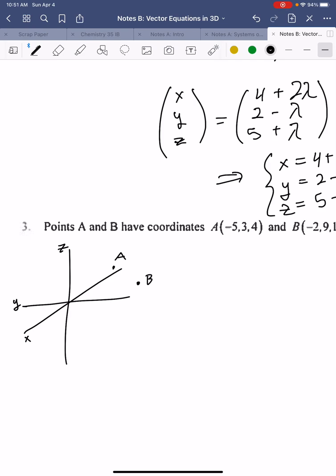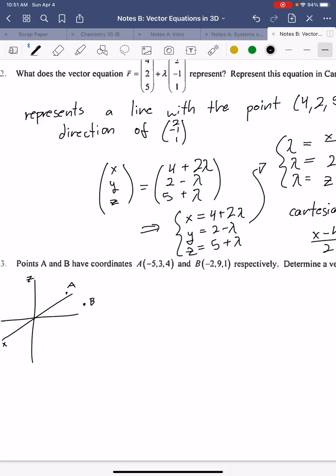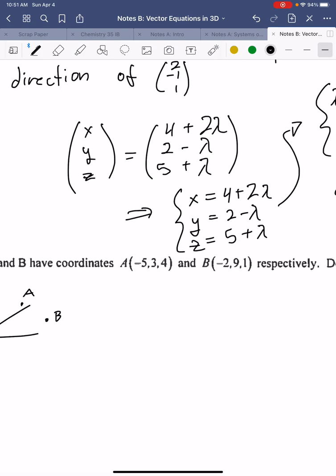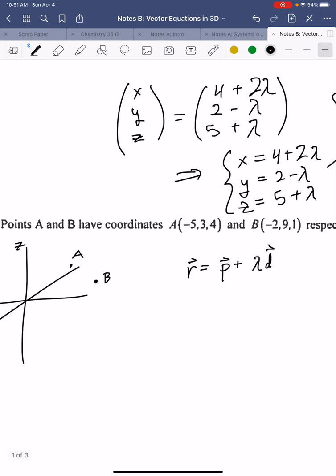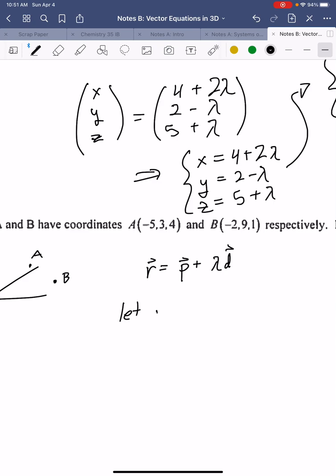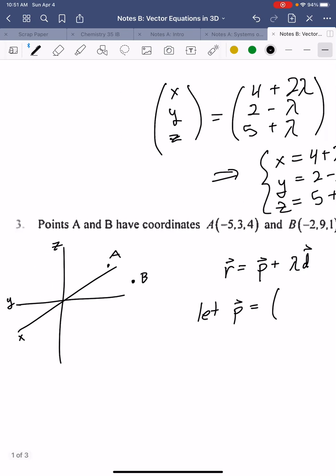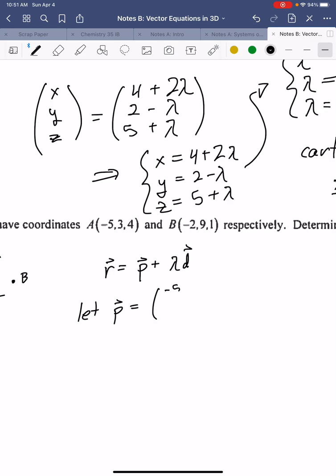And since both lie on this line, what we want to do is convert it to this form. So r equals P plus lambda D. So D is our direction, and P is any point that lies on the line. So we can let P equal the position vector for A. So that's -5, 3, 4.